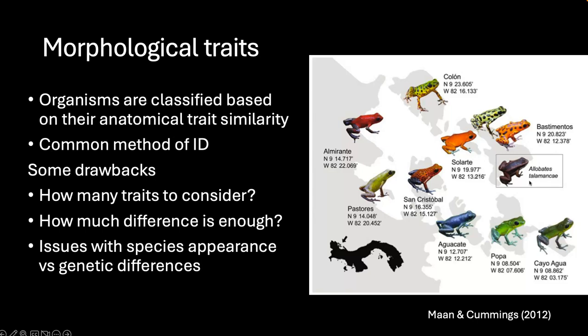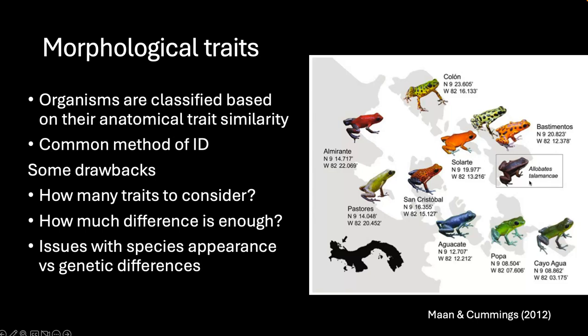Several questions often linger in these species descriptions. For example, how many traits are enough to consider before deciding what is a species, and how much difference in these traits is enough to separate two species? There are also issues with the appearance of species and their actual genetic differences. Sometimes these two things just don't agree.